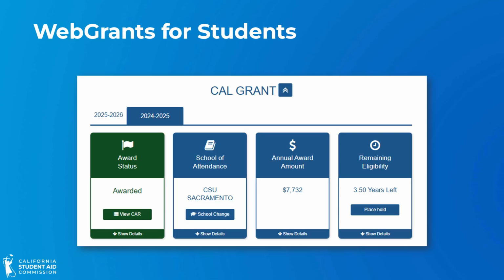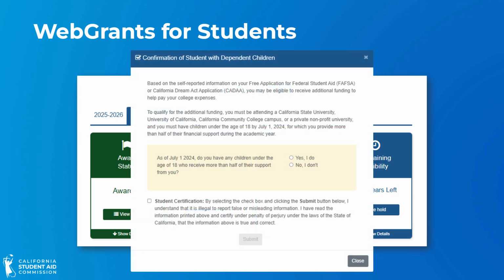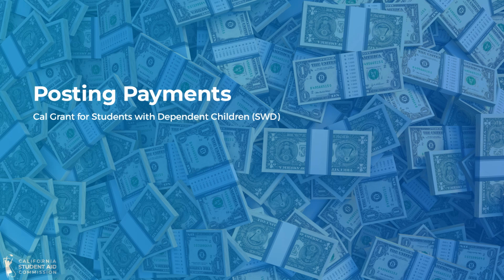Access awards will remain at the base level while the SWD certification is pending. Students should log in to their Web Grants for Students account to complete the SWD self-certification. After logging in, the student will immediately receive a pop-up notification that asks if they have an eligible dependent. If the student answers yes, their base access award will increase to the SWD amount. If the student answers no, the award will remain at the base level and the SWD flag will be removed from the account. Now let's look at how schools can post payments for their SWD students.